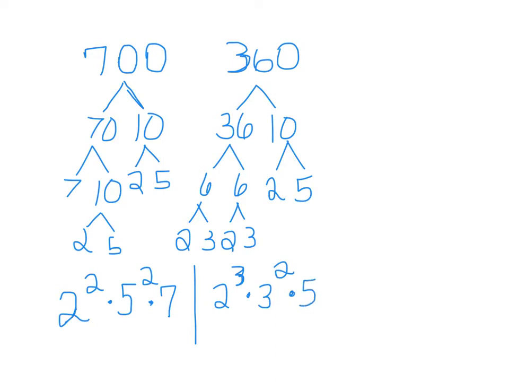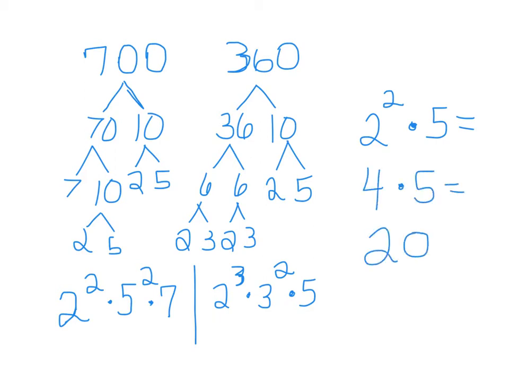Now, the factor of 2 and the factor of 5 are the only two factors I have in common. So those are the only two that are going to be included in my greatest common factor. I'm going to take 2 with the smallest exponent. I have a 2 squared and a 2 cubed, so I'm going to take 2 squared, and multiply that by the 5 with the smallest exponent, which is just 5 without an exponent. So 2 squared times 5 is 4 times 5, which is 20. So the GCF of 700 and 360 is 20.